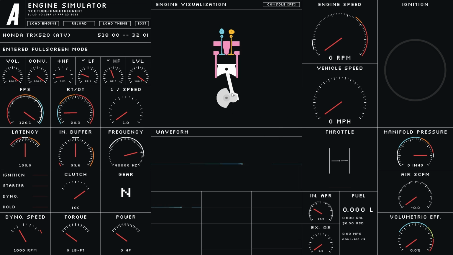Pretty fun software to mess around with, and in my personal opinion, very useful for educational purposes as well, which is why we are here. Today, we are talking about ignition timing. What the heck does that mean?